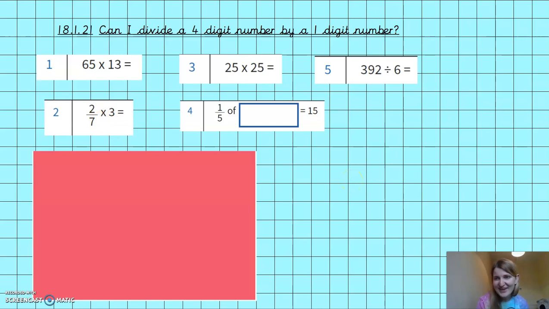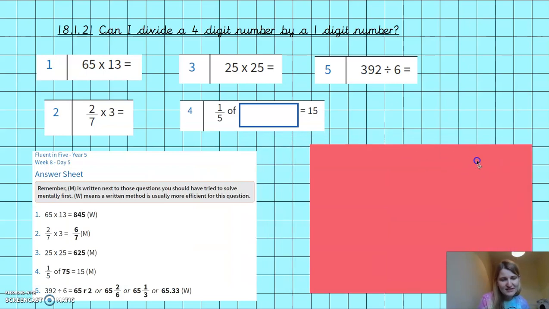Okay, right, hopefully you've had a chance to answer those. These are our answers just here. For number 5, you could have written it anyway. I would imagine lots of you would have gone for remainder 2, as that's the method we were looking at last week. For these ones, 1/5 of something is 15.